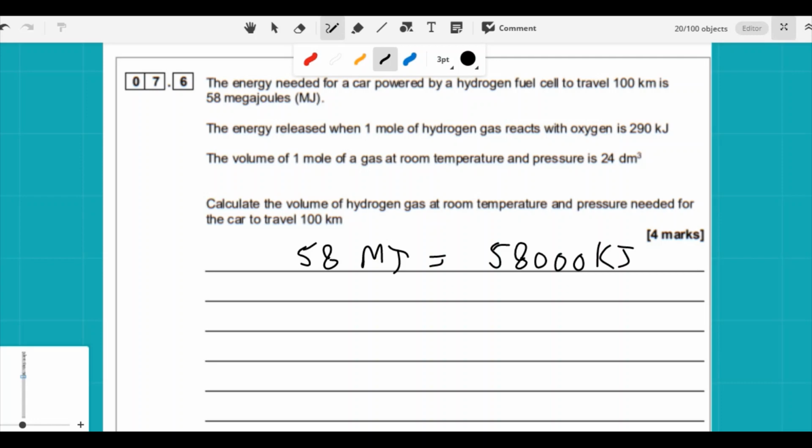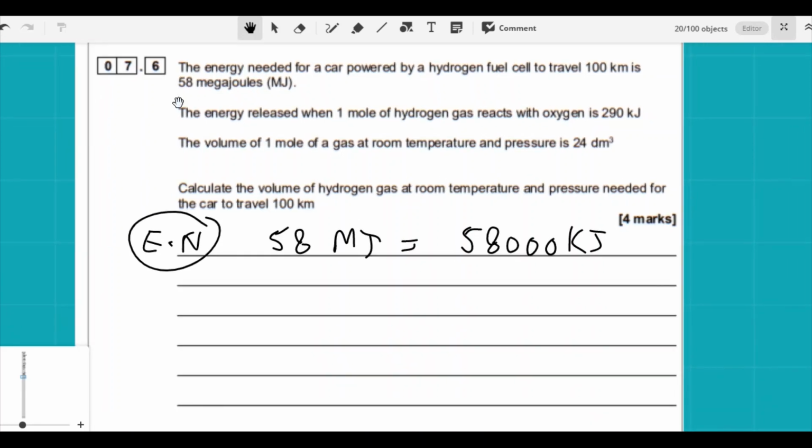Okay, let's suppose I am going to write EN just as an indication for the energy needed. Now the energy released when 1 mole of hydrogen gas reacts with oxygen is 290 kilojoules. So I am going to represent energy released with ER.